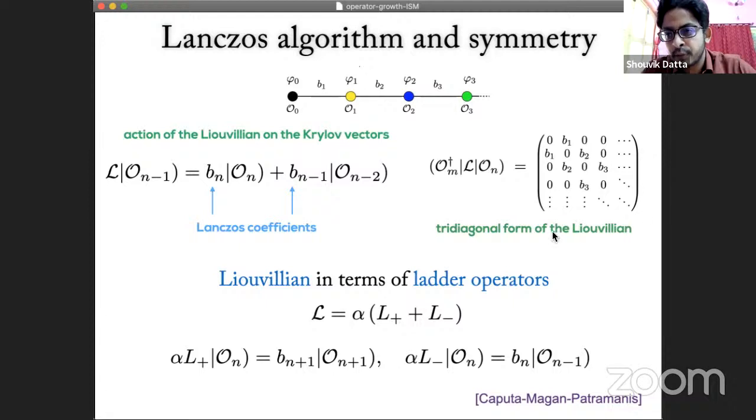This looks very much like a tight binding model Hamiltonian. So in cases where you have symmetries, like raising and lowering operators or ladder operators, you can realize the Liouvillian as a linear combination of L plus and L minus. The action of L plus on a Krylov vector takes you to the next one, and the action of L minus on a Krylov vector takes you to the previous one. That's something which can be useful for 2D CFTs.